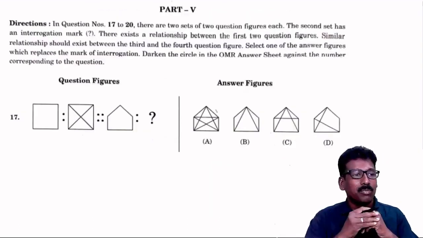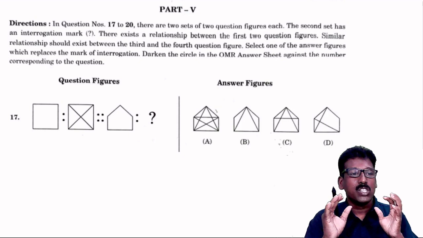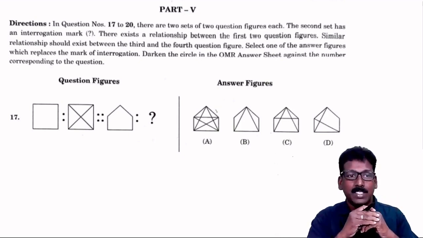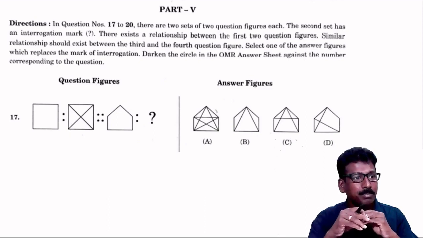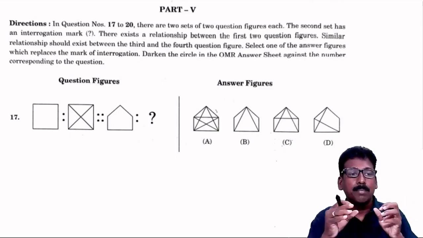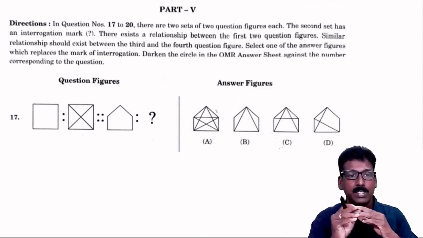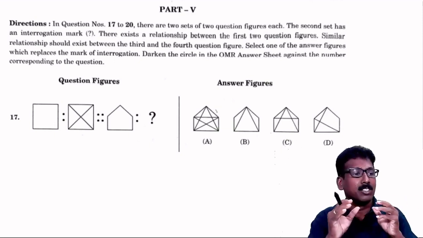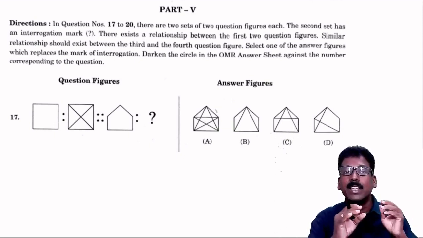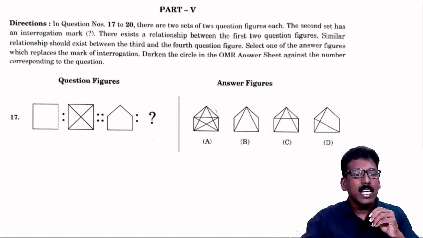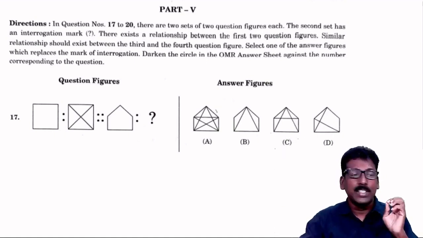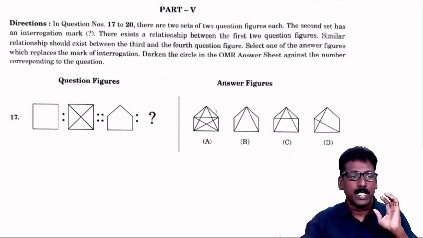This is part 5. There are two sets of two question figures here. The second set has an interrogation mark. There exists a relationship between the first two question figures. Similar relation should exist between the third and fourth question figure. Select one of the answer figures which replaces the mark of interrogation.